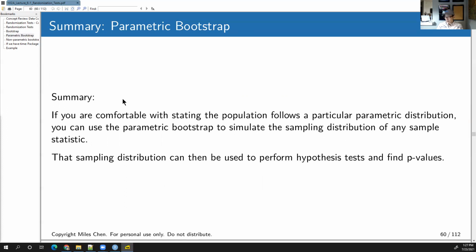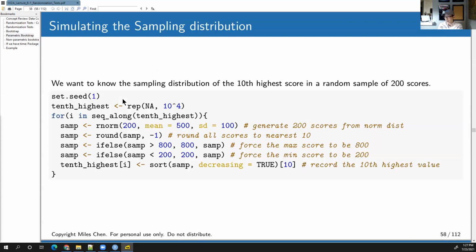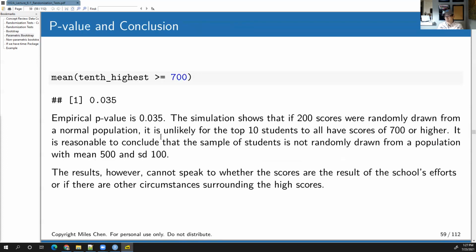So the key here with parametric bootstrap is you have to be comfortable with the idea of saying the population looks some way, right? Here we've been doing SAT scores. So we've been saying the population is supposed to follow a normal distribution with a mean of 500 and standard deviation 100, okay? Which is probably okay when we're talking about the normal SAT scores. But if we're talking about other distributions, it's hard to know, okay?